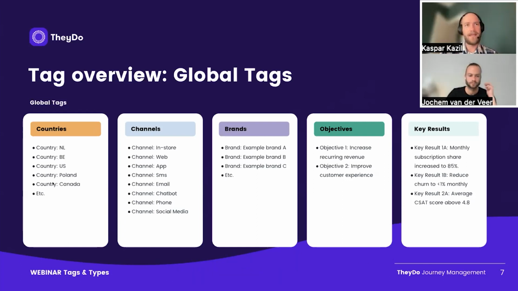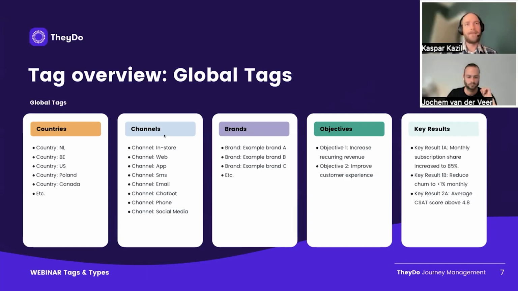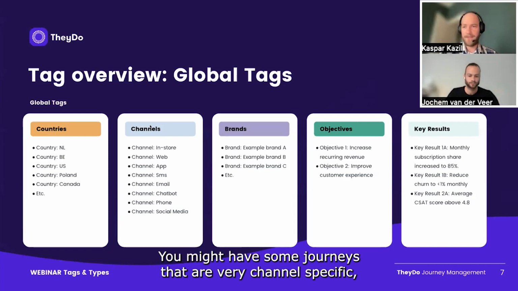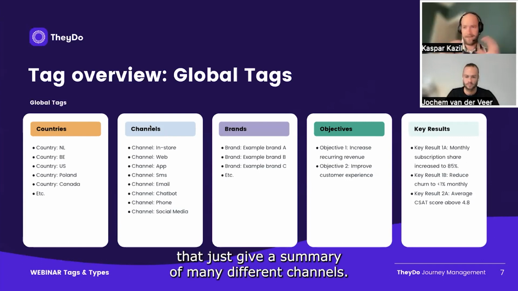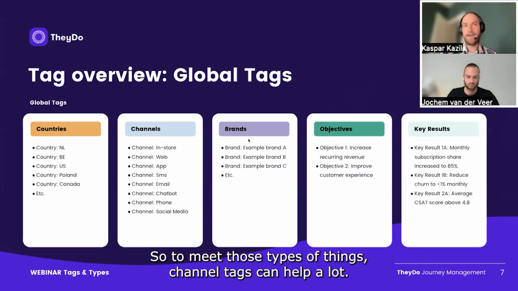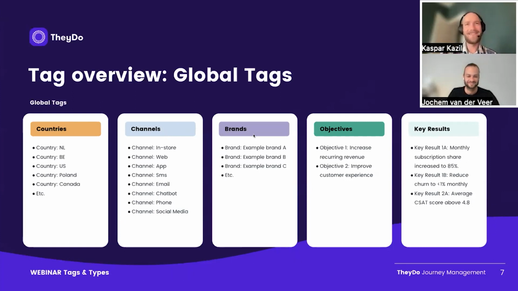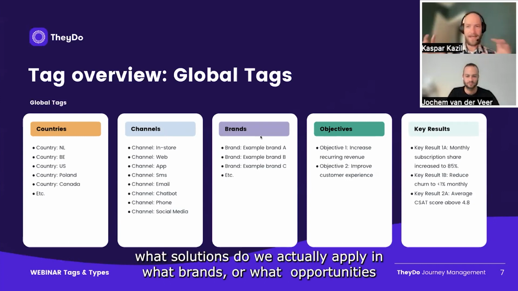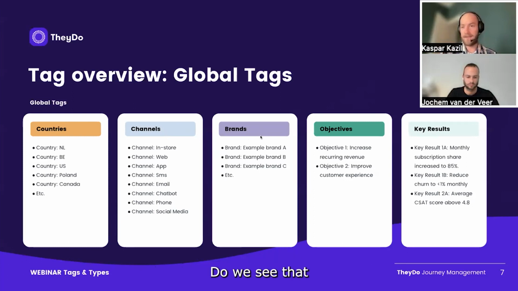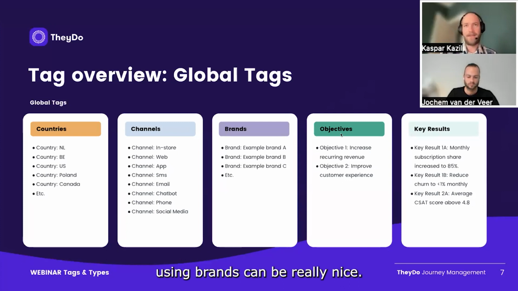So you can create global tags using what country or area something belongs to. The same goes for channels. You might have some journeys that are very channel specific, while you also maybe have some macro journeys that just give a summary of many different channels. So to map those types of things, channel tags can help a lot. By the way, I'm going to give some actual examples of this later on. So brands is another one. Same thing here. You might want to see, hey, what solutions do we actually apply in what brands, or what opportunities do we see that maybe overlap a few different brands that we have. To keep track of that, using brands can be really nice.